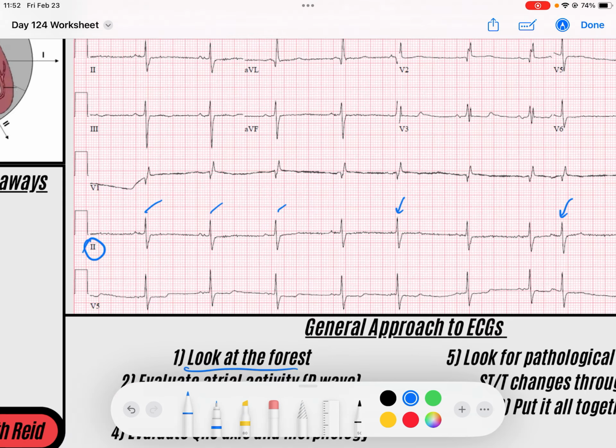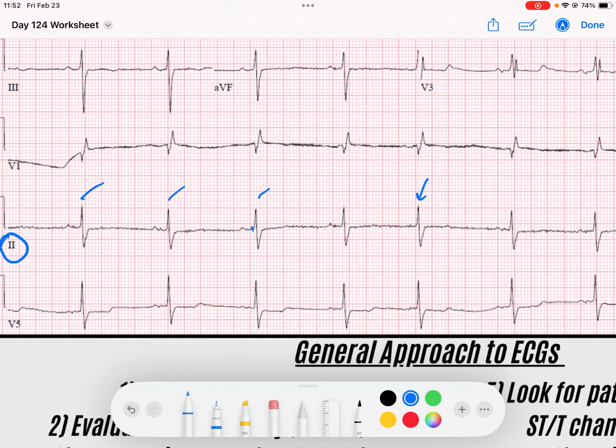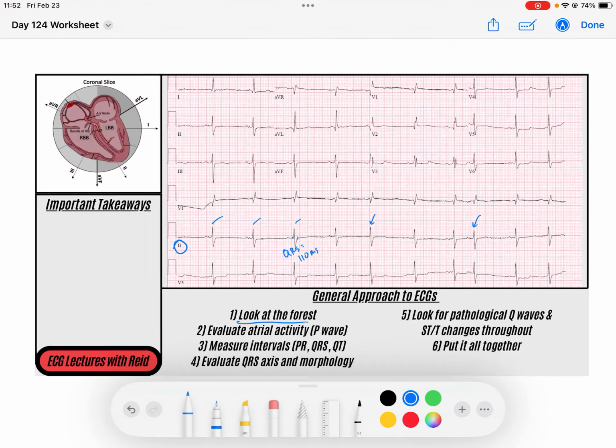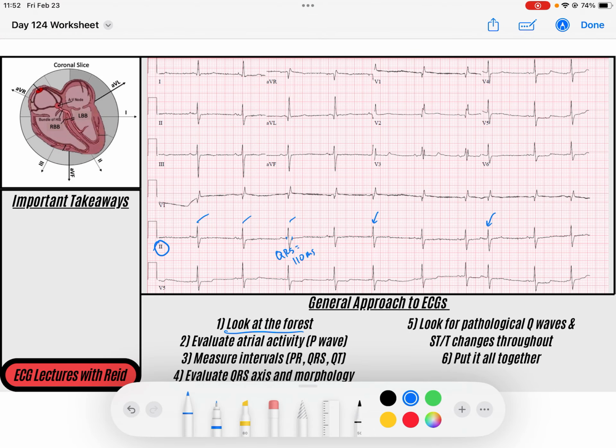Otherwise, the rhythm is narrow, right? We're on that kind of lower or upper limit of normal. My QRS here, I would say, is maybe 110 milliseconds, so less than 120. So narrow complex rhythm. And if you look closely, we see we've got P waves. So seems to be kind of on par with what we would expect, right? Other than these early beats. So let's go through our algorithm.